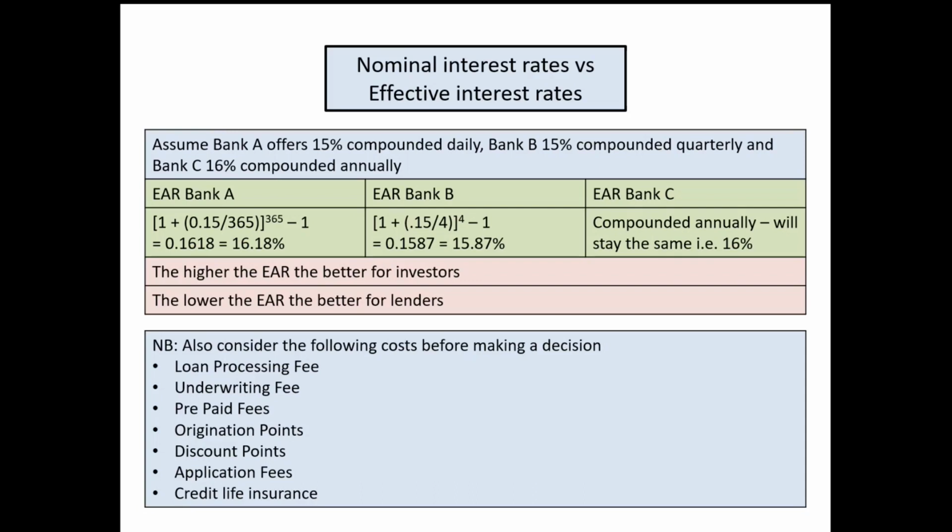But if you are going to borrow, then you want a low effective annual rate because that is better for lenders. Okay, but now I say to you, also consider the following cost before making a decision, because this now looks pretty obvious. I'm going to take out a loan and I'm going to choose Bank B because the effective annual rate is the lowest. But the truth is there are always fees and or points or things that you must read carefully. That is in the fine print.